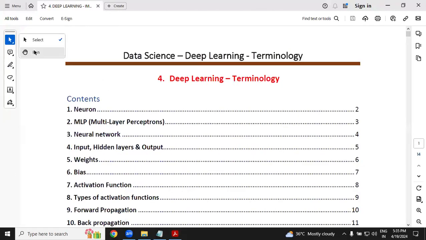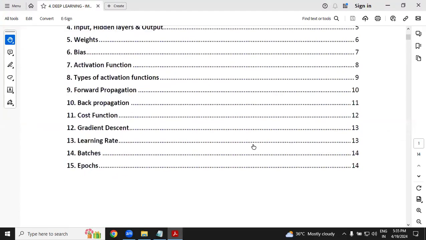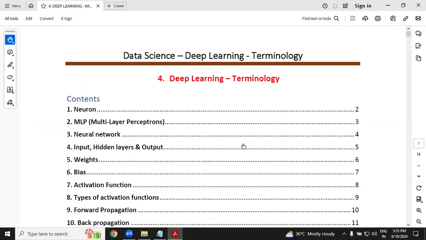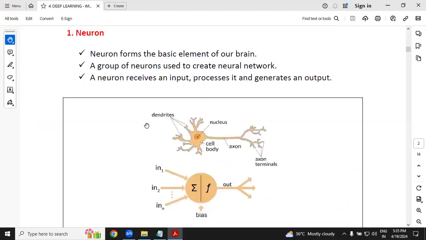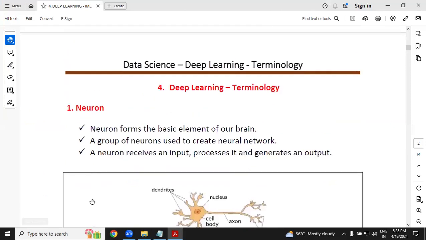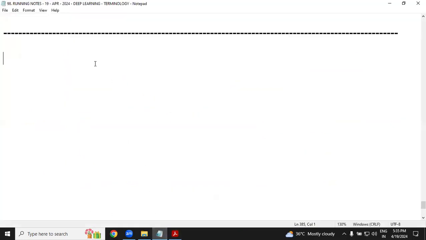Let's continue. On an average, there are 15 terms. We'll see step by step. So the very first term, I'm repeating again: if you're talking about the Python programming language, the backbone is functions plus classes. These two are very important.